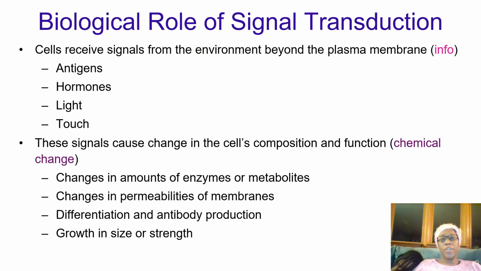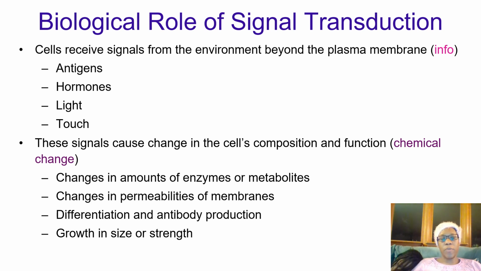What is the biological role of signal transduction? Well, cells receive signals from the environment beyond the plasma membrane. That's information. So right now, of course, you are at home because of the coronavirus. That's an antigen. That antigen enters your body, and your cell membrane receives that as a signal. And hopefully, your cell is eliciting a response, such as producing antibodies that can fight this antigen.